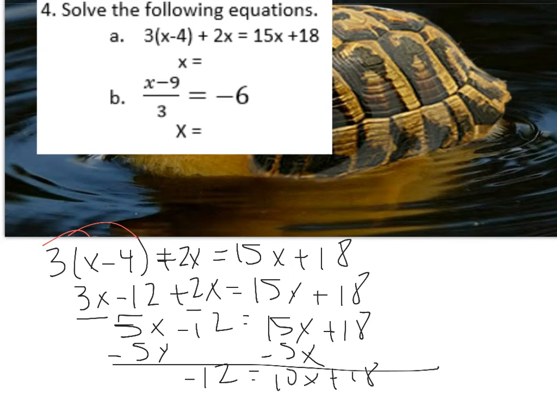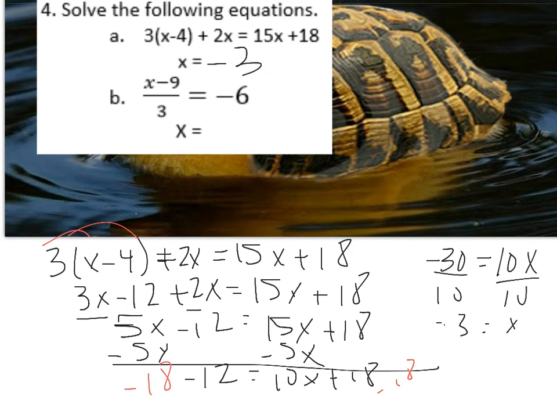Now I'm going to get rid of this 18. So I'm going to subtract 18 from this side. I'm running out of space on my screen. So negative 18 and negative 12, I'm going to carry it over up here. That will give me negative 30 equals 10x. And I divide both sides by 10. I get x is equal to negative 3. Yay!